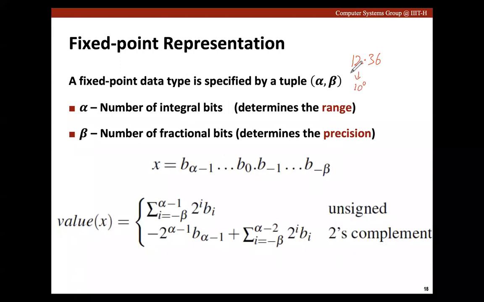This is 10 power 0. The value of 1 has to be multiplied by the place value, which here is 10 power 1. So this is 10 power minus 1, this is 10 power minus 2. And if you are working with binary, we do the same. So this is 2 power 0, 2 power 1, 2 square, 2 power minus 1, 2 power minus 2, and so forth.